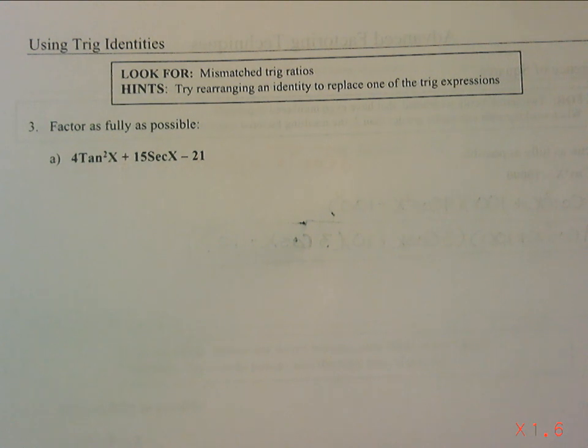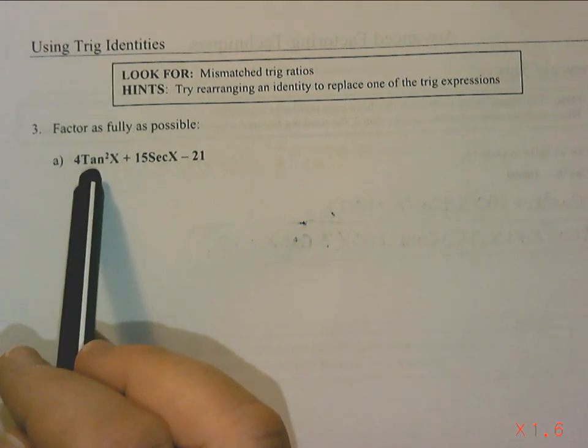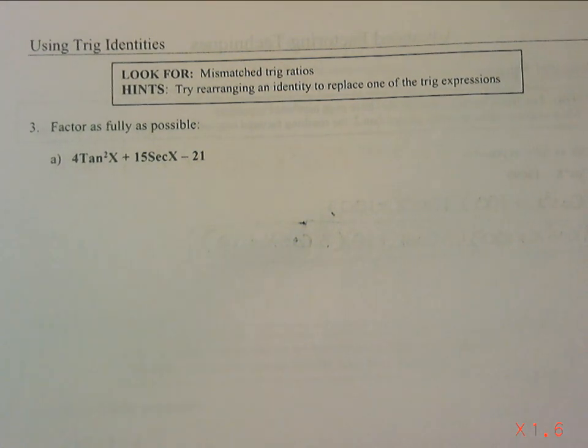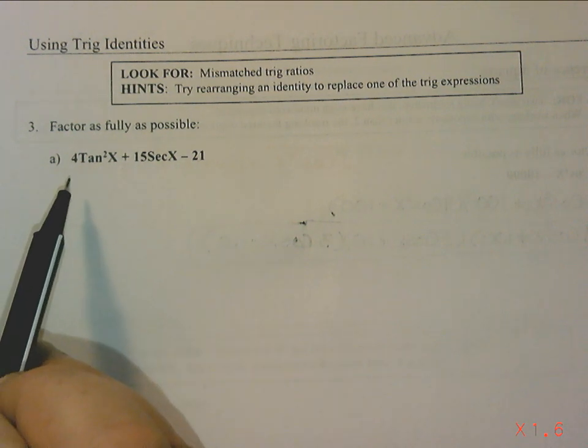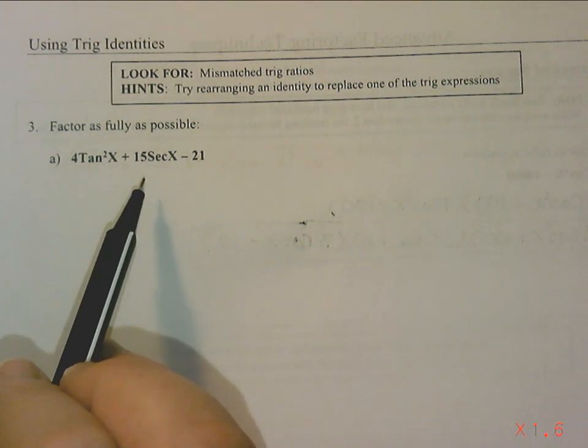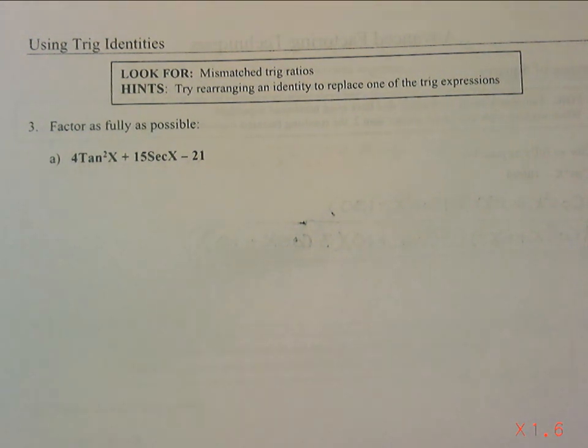In this video, we're going to take a look at some factoring questions where you need to use a trig identity. So anytime I'm doing a question with trig, I would really like to see that all of the trig ratios are the same if I'm going to be factoring by decomposition. In this case, I'm looking at 4 tan squared x plus 15 secant x minus 21.